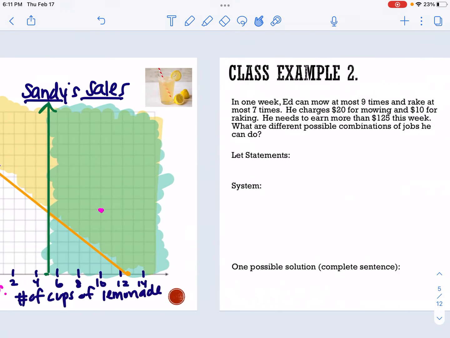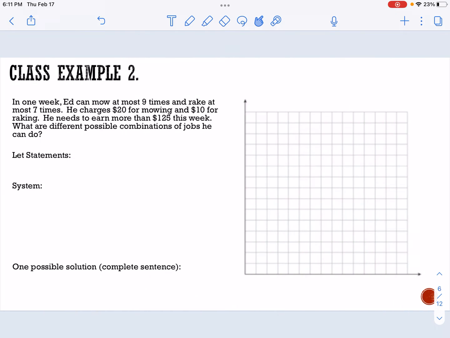So let's move on to class example number 2. In 1 week, Ed can mow at most 9 times and rake at most 7 times. He charges $20 for mowing and $10 for raking. He needs to earn more than $125 this week. What are different possible combinations of jobs he can do?